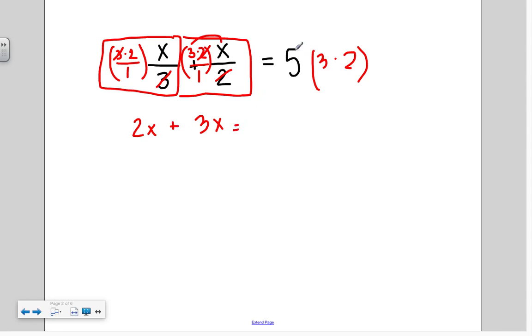And then we have this 5 over here, and we have to make sure that we also multiply that. So this is 5 times 3 times 2. 5 times 3 is 15, times 2 is 30. So this new equation becomes 2x plus 3x equals 30. We can combine like terms here to get 5x equals 30. And to get rid of that 5, because we want x alone, we need to divide both sides by 5. X equals 6.